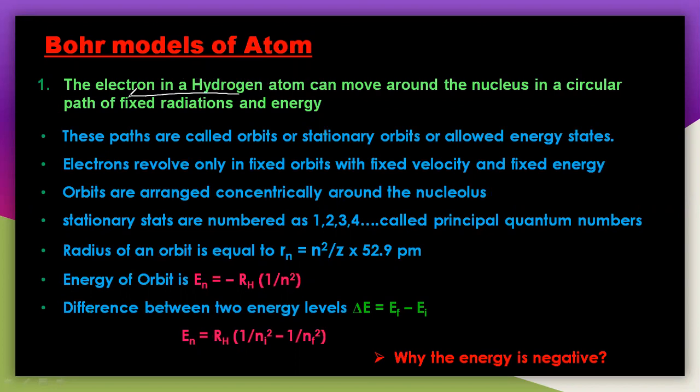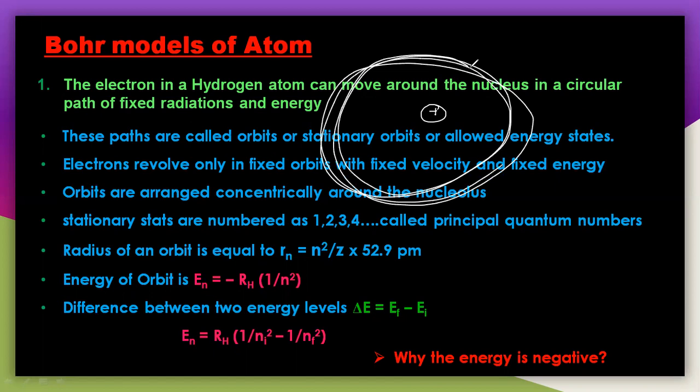So here the electron in the hydrogen atom can move around the nucleus in a circular path of fixed radius and energy. You can easily understand this by using all the theoretical parts here. According to Bohr's model, he told that an electron in a hydrogen atom can move around the nucleus in a circular path of fixed radius and energy here. So what does it mean? Always in a hydrogen atom, an electron is moving around the nucleus here. The electron is moving around the nucleus in a circular path.